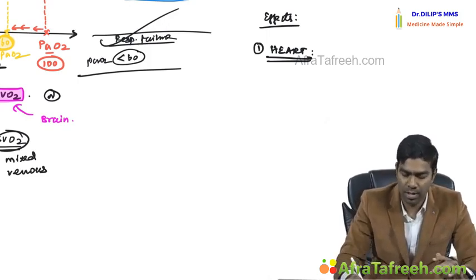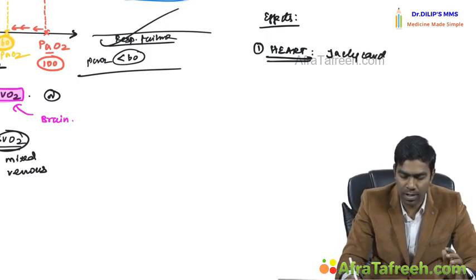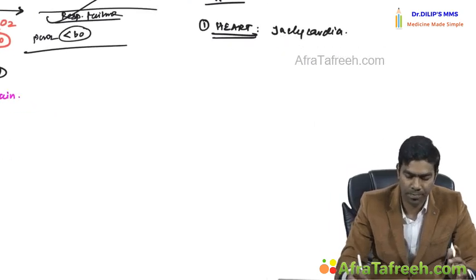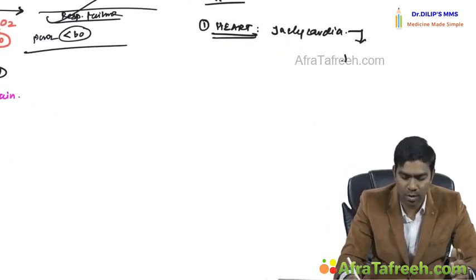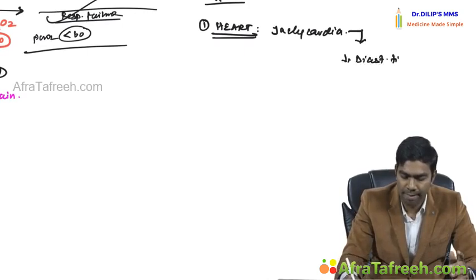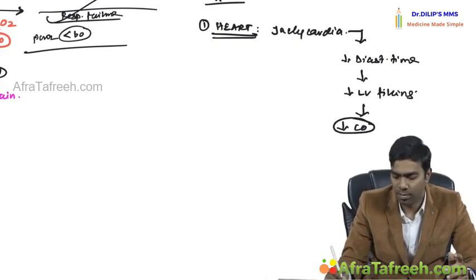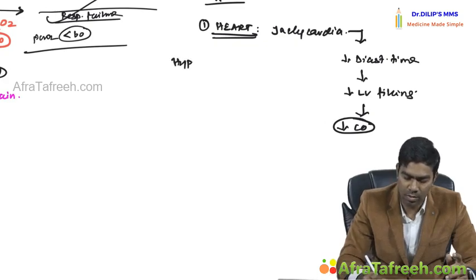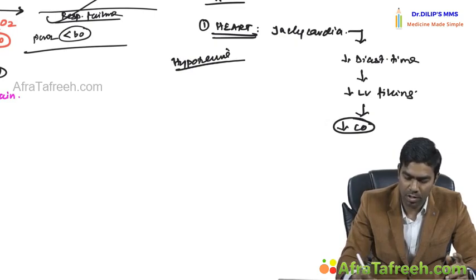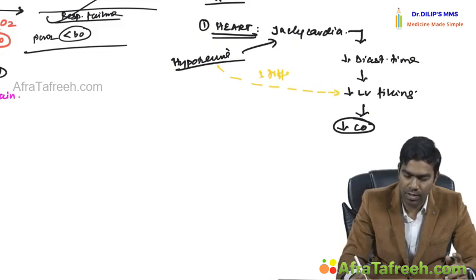And the first sign of hypoxemia is going to be tachycardia. The heart is crying out with tachycardia, and this tachycardia is going to reduce the diastolic time, and this reduced diastolic time is going to cause reduced LV filling, and reduced LV filling may further result in a fall in the cardiac output. Remember, not only does this tachycardia cause reduced LV filling, the hypoxemia that is causing all these issues may also cause reduced LV filling because of stiffening of the ventricles.